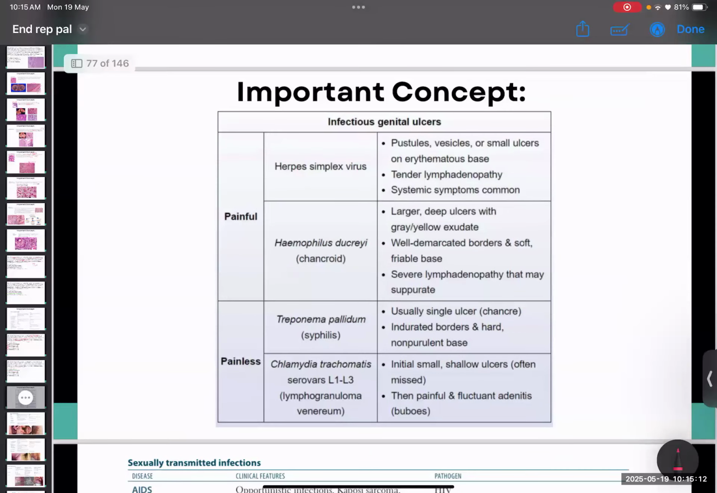And this is just a table of how I basically characterize what STD the patient had based on whether the presentation was painful or painless. Painful presentations are usually seen in herpes simplex virus and Haemophilus. Herpes simplex usually will have a lot of ulcers on an erythematous or red base and tender lymphadenopathy, and they're going to have other systemic symptoms like fever, myalgia, headaches, stuff of that sort. And also, they're going to be recurrent. Haemophilus, on the other hand, is usually going to have a very deep ulcer with pus coming out of it. And of course, tender lymphadenopathy is seen in both of them, but here the lymphadenopathy can also produce pus, okay? So it can also suppurate.